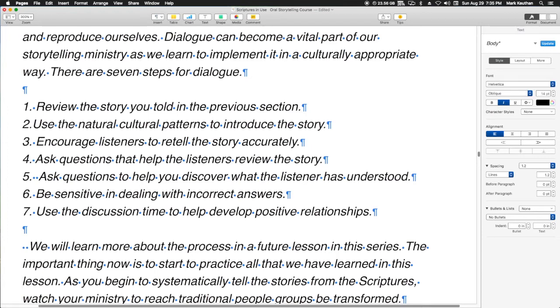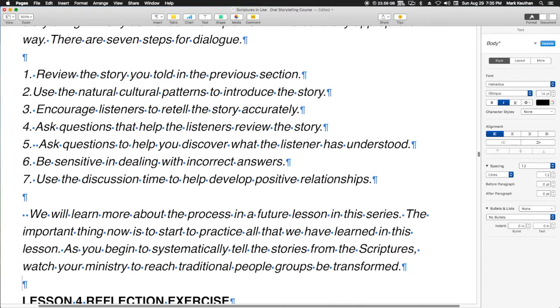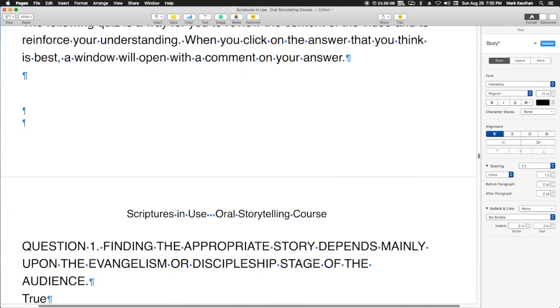And then for feedback, encourage listeners to retell the story accurately. This is to see if anybody has actually listened to your story and done it correctly. Ask questions that help the listeners review the story. Ask questions to help you discover what the listener has understood, and be sensitive in dealing with incorrect answers, and use the discussion time to develop positive relationships. So this is what you do when you get ready to get feedback from people.